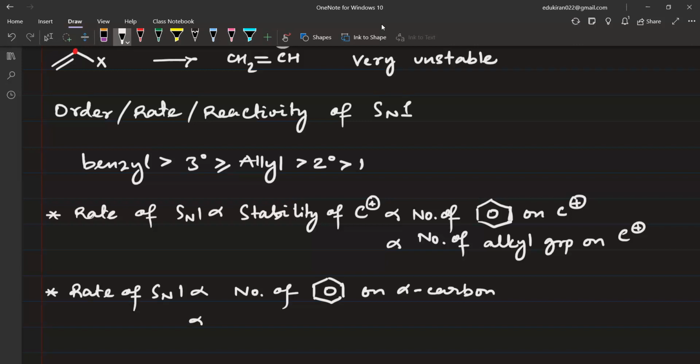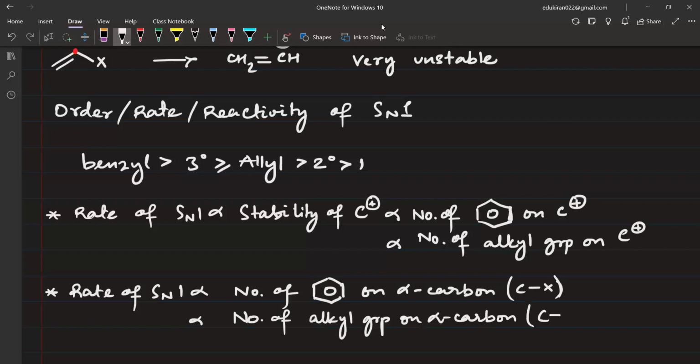Then the next thing which it is proportional to is the alpha carbon. The CX bond, this is CR. This carbon is the alpha carbon. And then next we are going to look at the number of alkyl groups on the alpha carbon. That means the carbon that is directly attached to the halogen atom. Write this down, then we are going to look at a few questions.